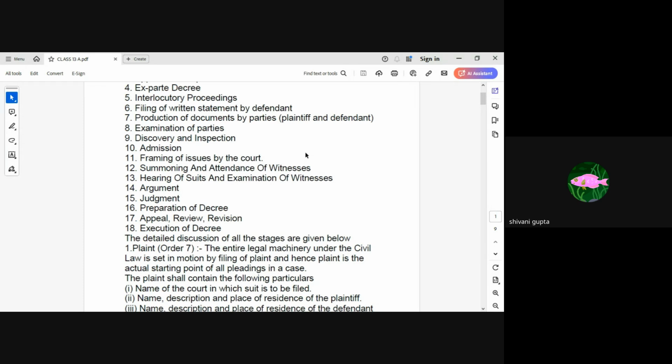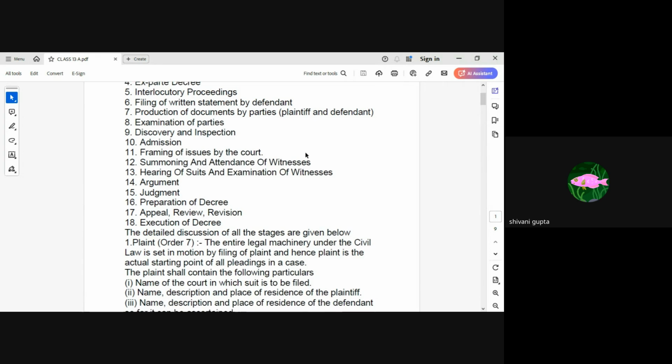So these are the 18 steps, and dear participants, you have to keep in mind all those steps. Once you start practicing in civil law, you will be acquainted with them, and these steps will be in your mind always. So there is no need to learn by heart. No need to, just keep in mind and understand the order.